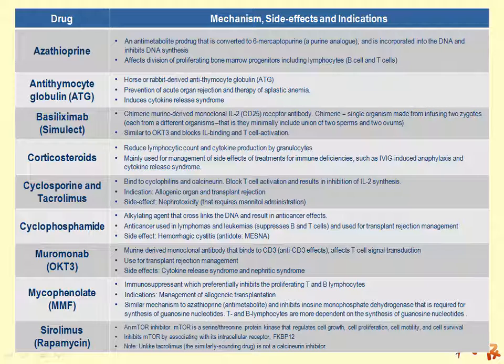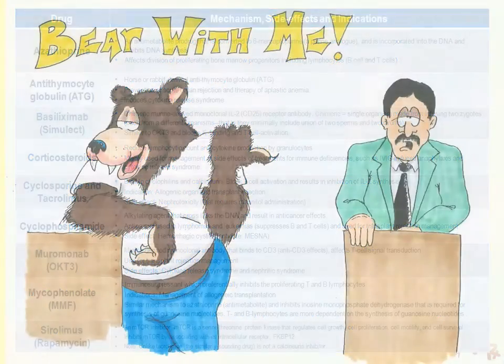Sirolimus inhibits mTOR by associating with its intracellular FKBP12 receptors. Note that unlike tacrolimus, which is a similarly sounding drug, this is not a calcineurin inhibitor. I've given you an important fact to differentiate these two from each other. I mean tacrolimus and sirolimus. I'm going to be talking about the differences shortly. Just bear with me for now.